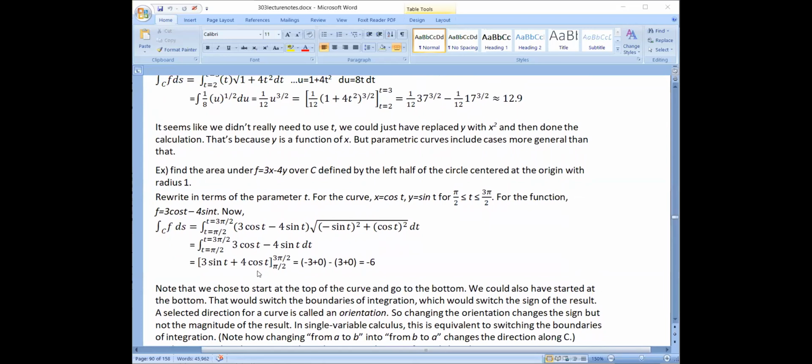For single variable calculus, when we have a path or an interval, changing the orientation is just the same as switching the boundaries of integration.